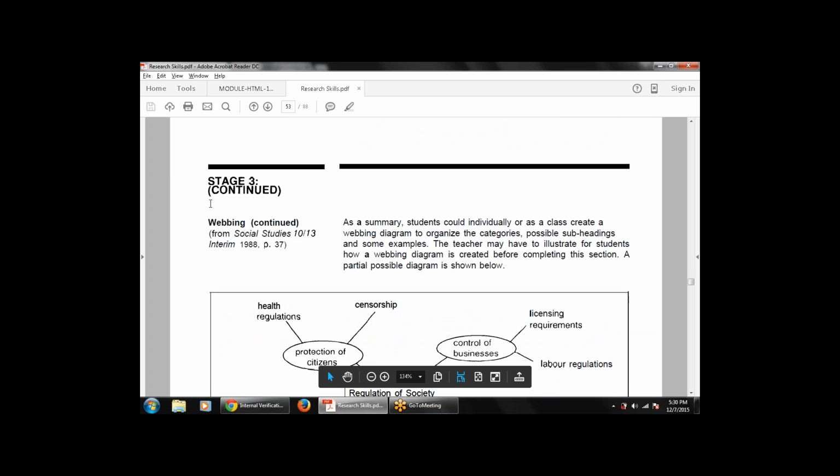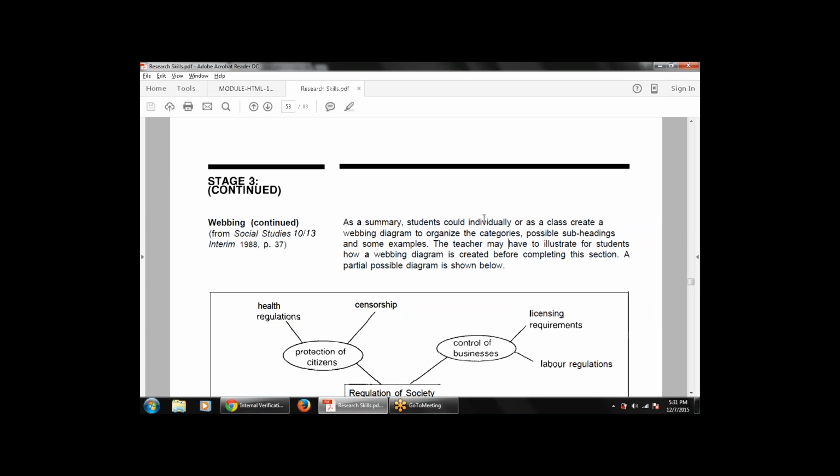The next is webbing continued. So as a summary, students could individually or as a class create a webbing diagram to organize the categories, possible subheadings and some examples. So categorize what is the main information, what is the relevant information, and how we can represent or organize the categories, possible subheadings or some examples.